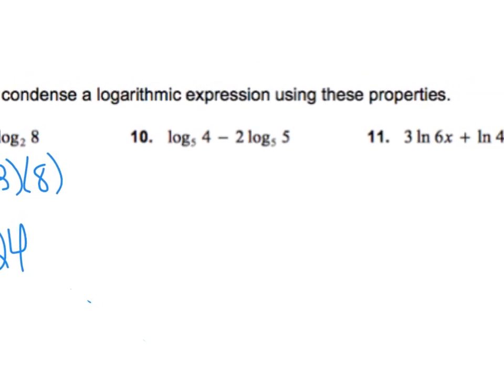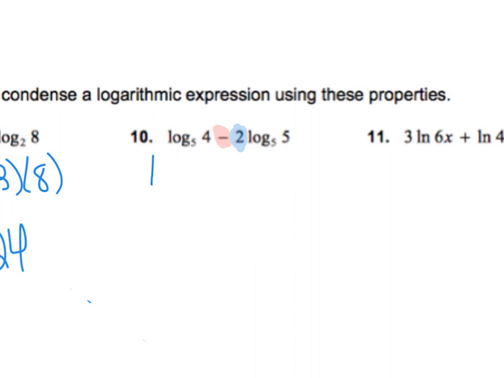On question number 10, okay, so on question number 10, it looks like we should notice a couple of things. One is that we have subtraction, so we know there's going to be some division. The second thing we should notice is that there's a coefficient of 2 in front of the log base 5 of 5. The first thing we want to deal with is that coefficient of 2 and get rid of that before we do the division.